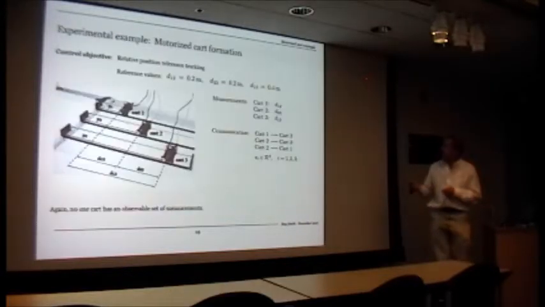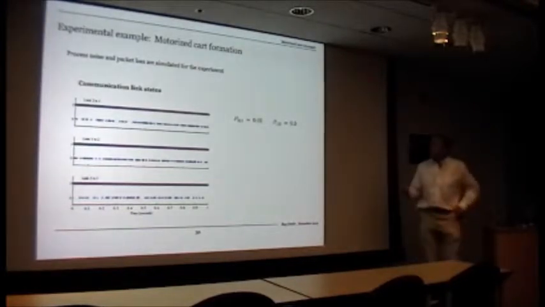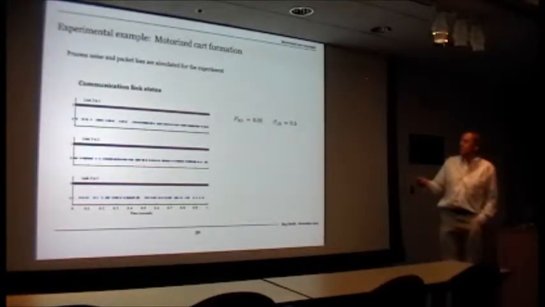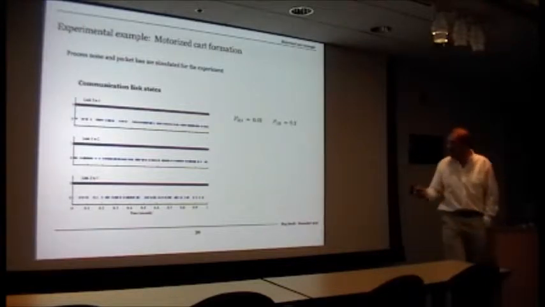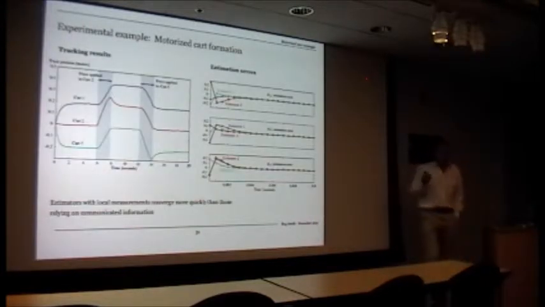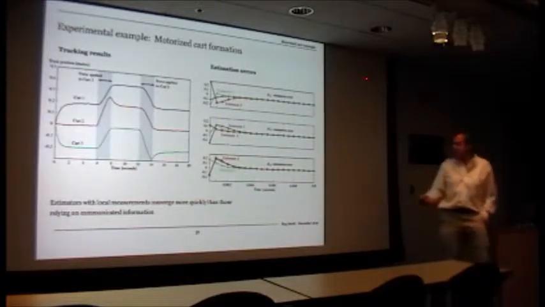So we did it also for a digital one, but here's the communication link states. So cart 2 talking to 1, that means it gets through. These are the dropped packets in those links. So you see the rough ratio of dropped packets. And here's the performance. Now, the thing I should point out about here is the two different time scales.